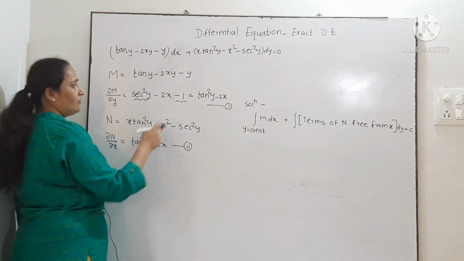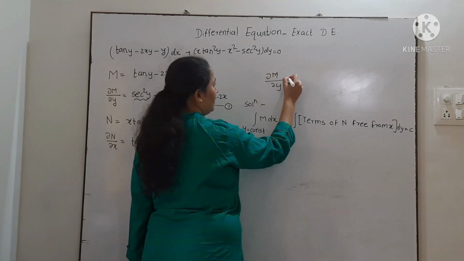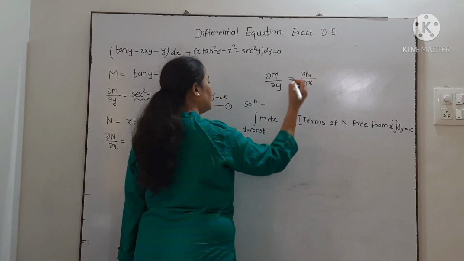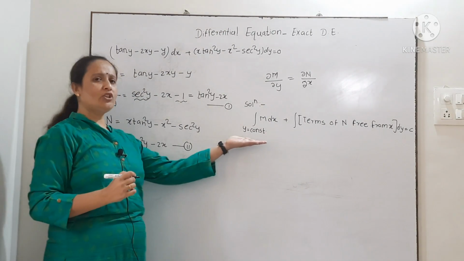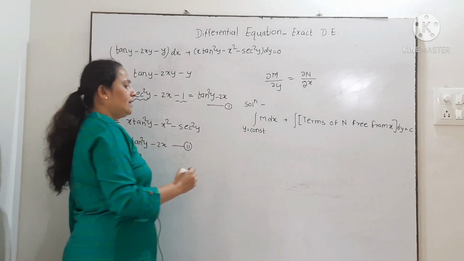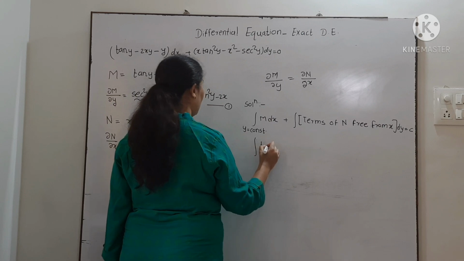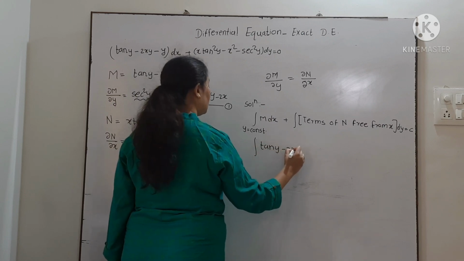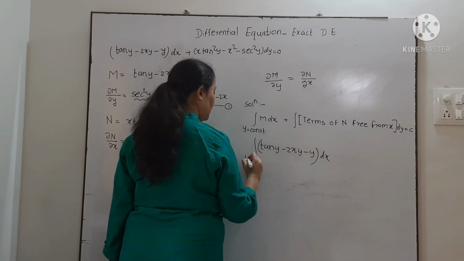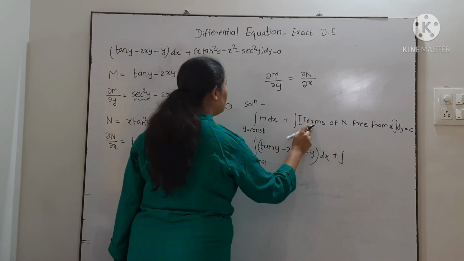Now if you observe equations 1 and 2, you will observe that ∂M/∂y equals ∂N/∂x. That means the equation is exact, and once the equation is exact, we will find the solution by using the formula: integral of M dx, treating y as constant, plus the integral of terms of N free from x. Now we will substitute the value of M, that is (tan y minus 2xy minus y) dx, treating y as constant, plus the integral of terms of N.